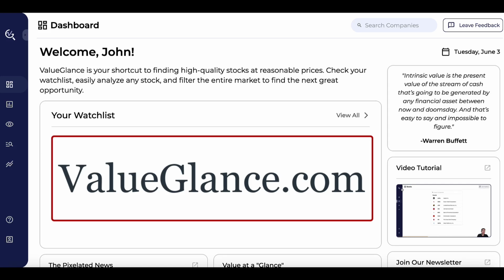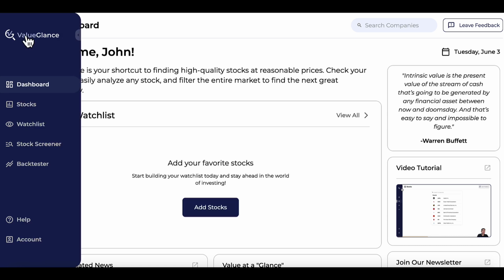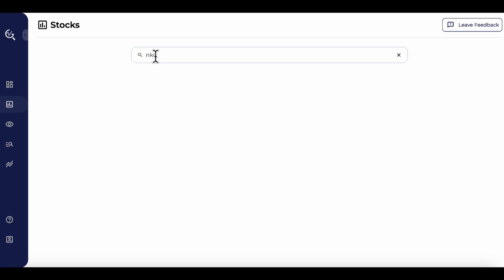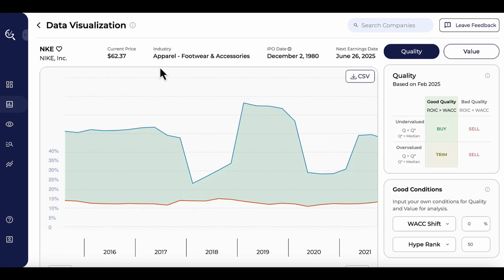Let's build a custom strategy to analyze any stock. So here we are at valueglance.com. We're going to go to the sidebar here and click on Stocks. Put in your favorite company. Let's take a look at Nike.